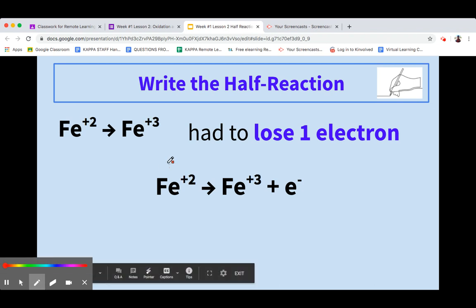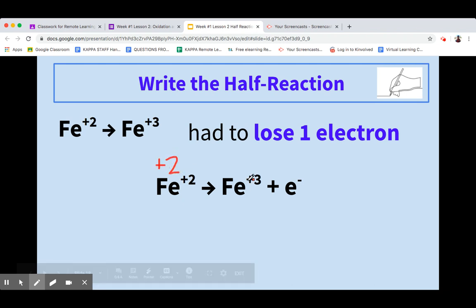Let's check ourselves. Over here, our charge is +2. Over here, we have a +3 and a -1. We can assume this is a 1 because there's only 1 electron. So that gives us a +2, and I know I'm doing it correctly.